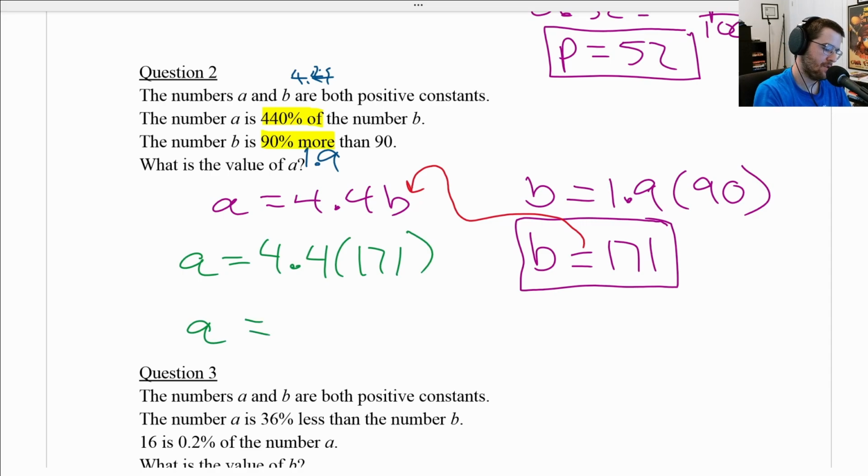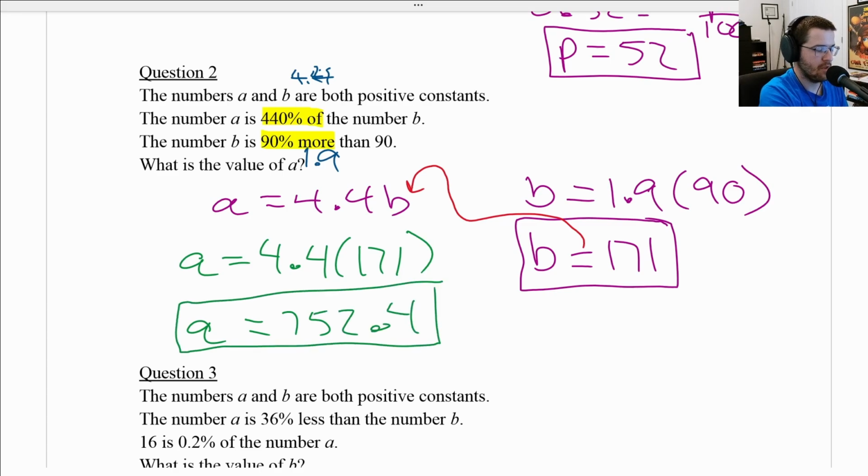So this means A equals 752.4. And that is the answer. Neither here nor there, but I think the fraction might not fit in the Blue Book app. So I don't know. If it's terminating, I always just use the decimal anyway.